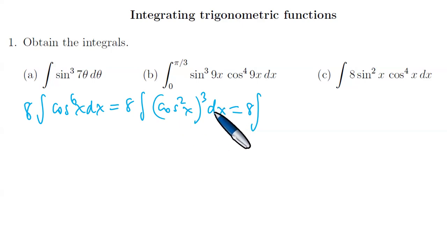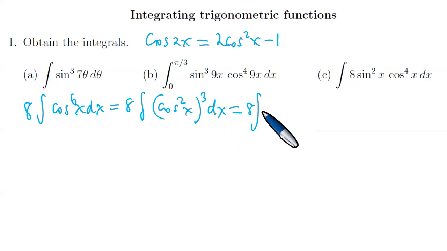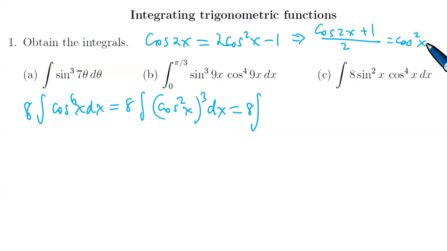The cosine squared can be written in terms of our double angle to eliminate the square, meaning that cosine 2x is exactly the same as 2 cosine squared x minus 1. So whenever we have cosine squared, you can write it as cosine 2x plus 1, divided by 2. And this becomes cosine squared. So I'm going to use it: cosine 2x plus 1 out of 2, and then you cube it, dx.